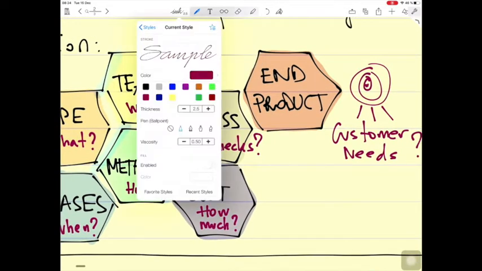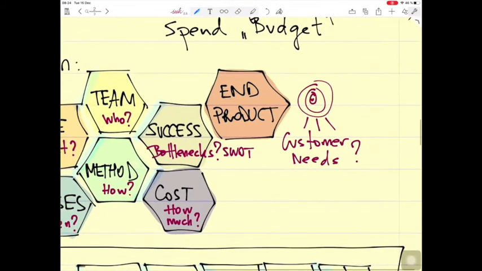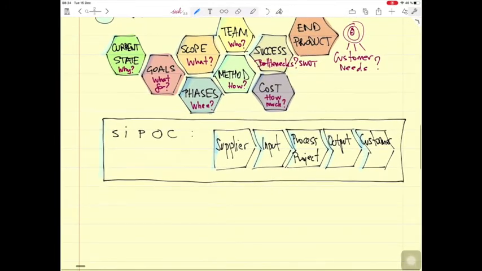Something that you can do is a SWOT analysis. Then the cost, how much is it going to cost, and then the end product or the customer need. And this can be clarified through a SIPOC analysis: supplier, input, process, output, and customer.